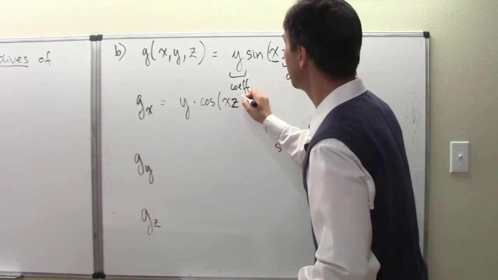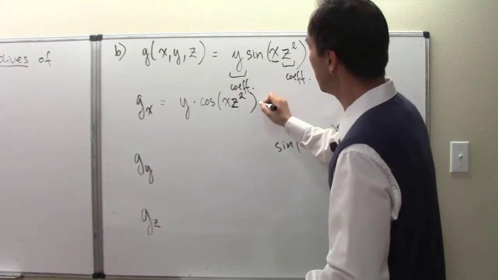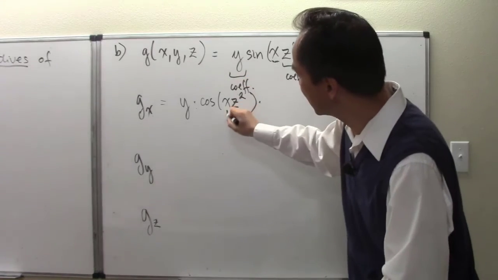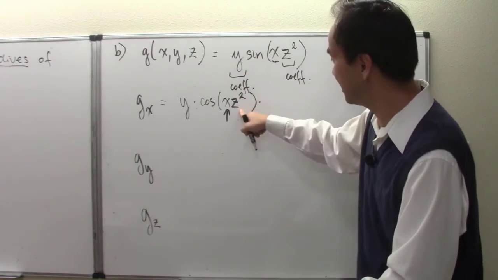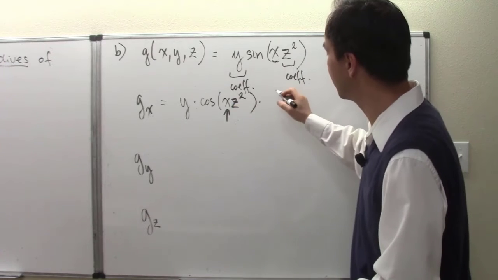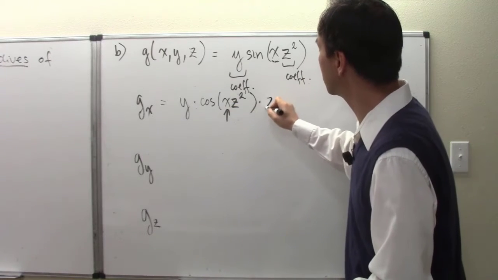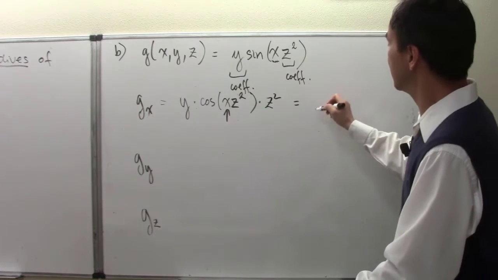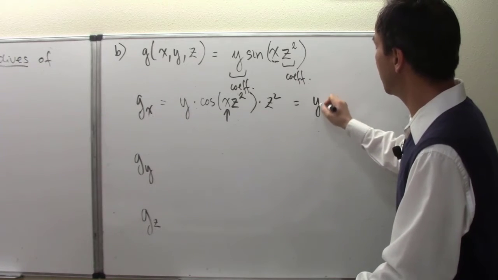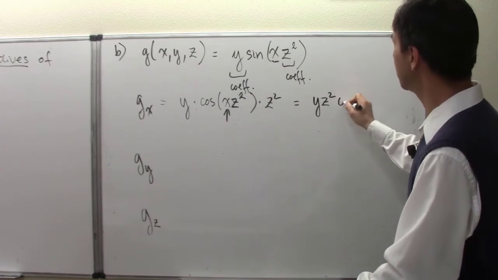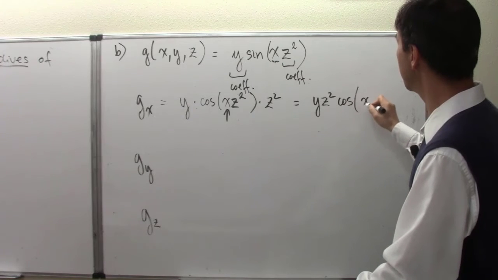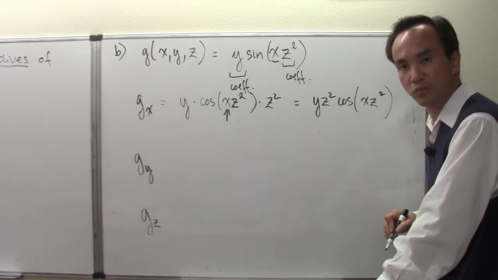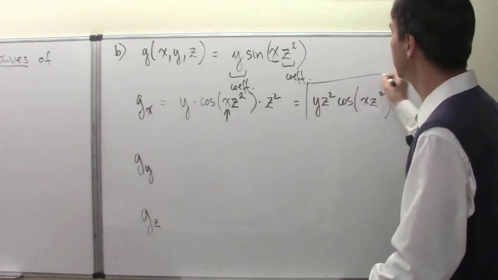X z squared. But now I'm going to multiply with the derivative of the inside. The derivative of the inside, now focusing on the x as the main variable and leaving z squared as the coefficient. And here I'm looking at multiply with z squared. So now my final g_x here is y z squared, putting the variables together, times cosine of x z squared. All right, that's how we're done with g_x.